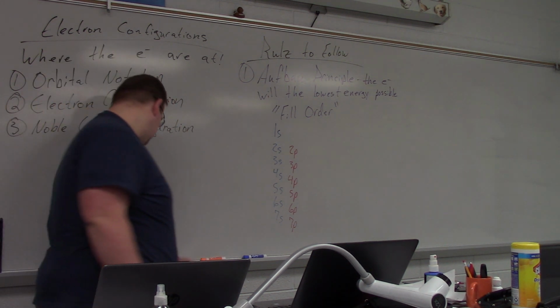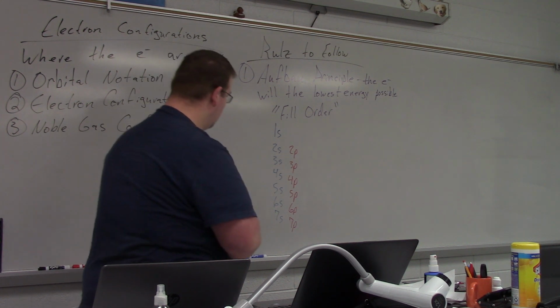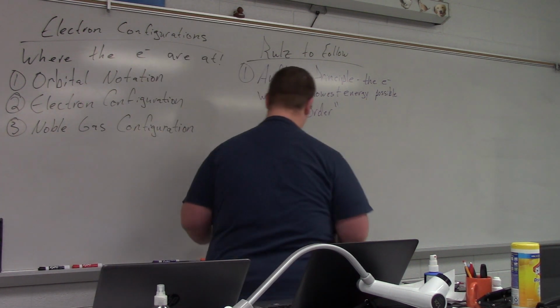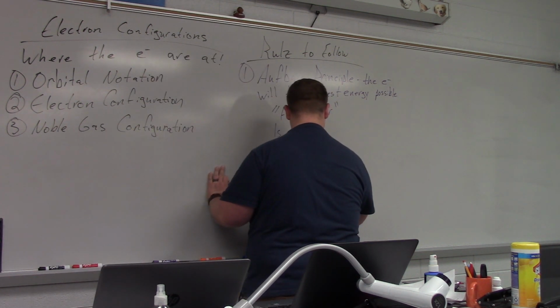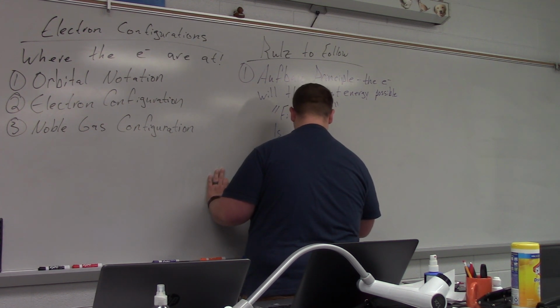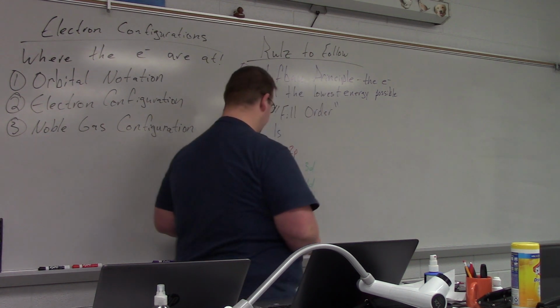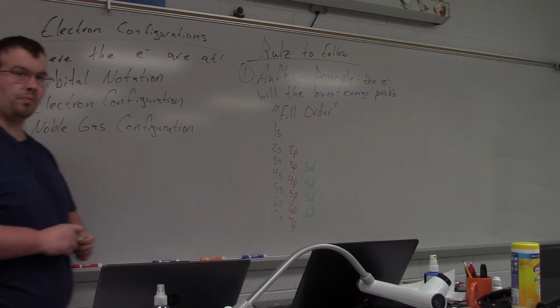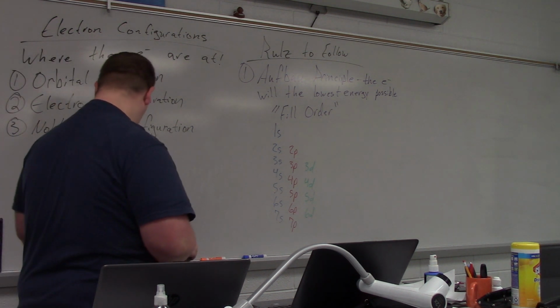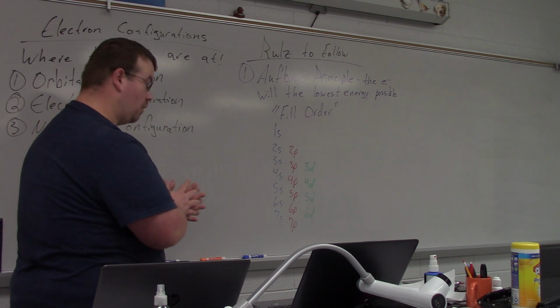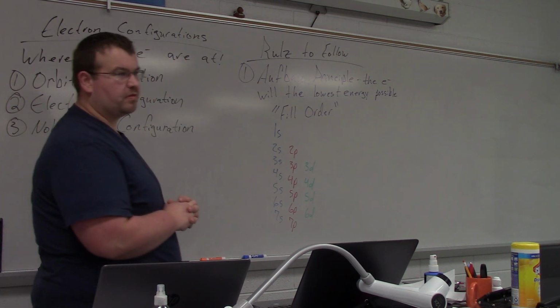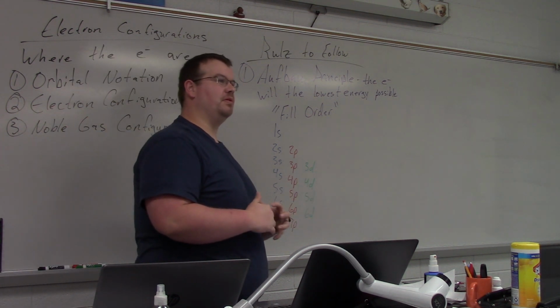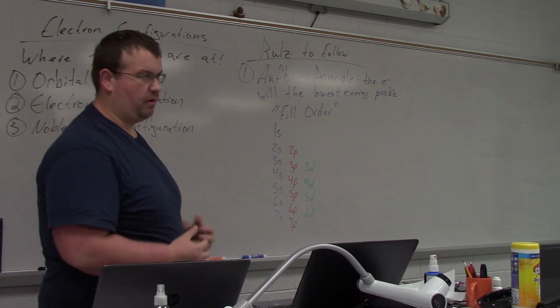Now, the next column. Do the D. So 3D, 4D, 5D, 6D. Wait, does it go to 7D? Does 7D exist? Yes, but we do not have enough electrons in order to worry about 7D.